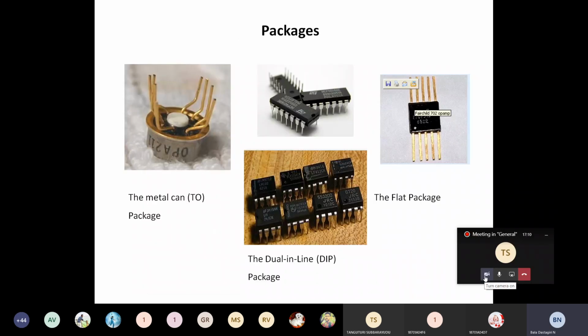Next you can see here the packages in a single frame. The first one is the metal can, that is the TO package, followed by the dual inline package, that is the DIP package, and followed by the flat package. These are the three types of IC packages. If you open this package, you can see the IC will be like a glass. You can buy the ICs and carefully open the packages. Inside that you can see the real ICs.